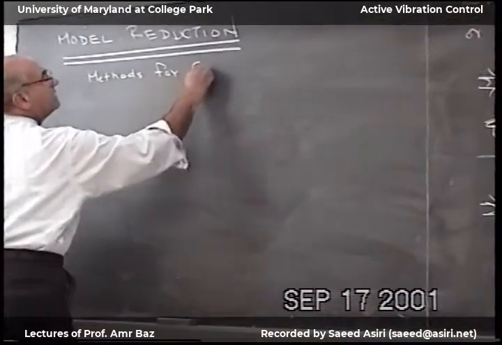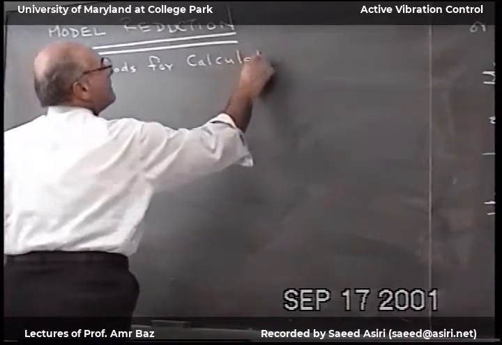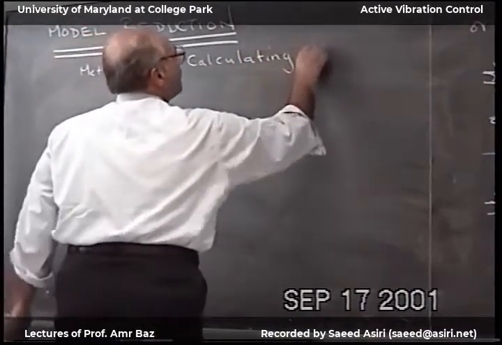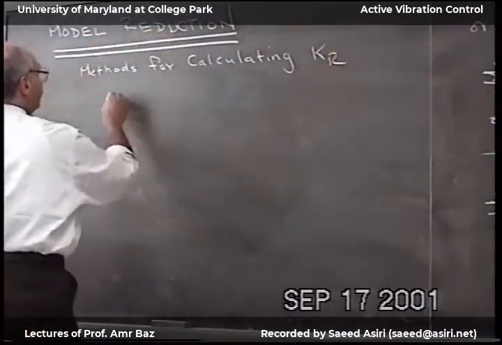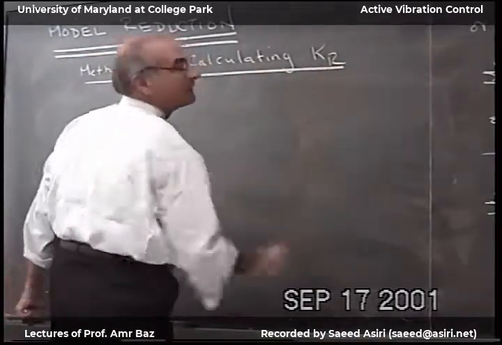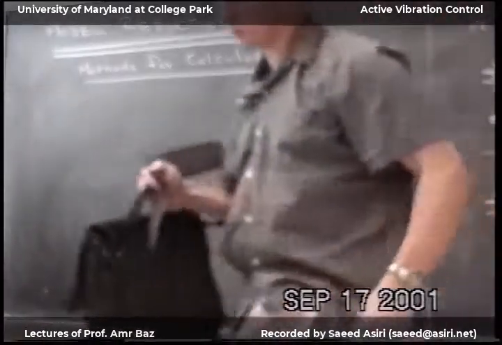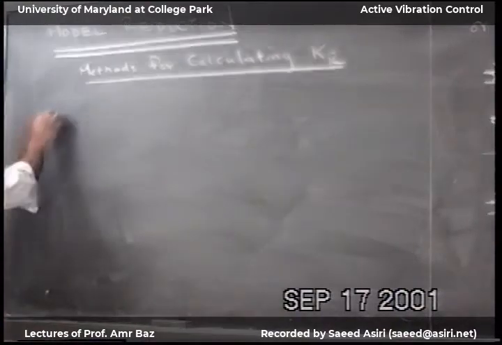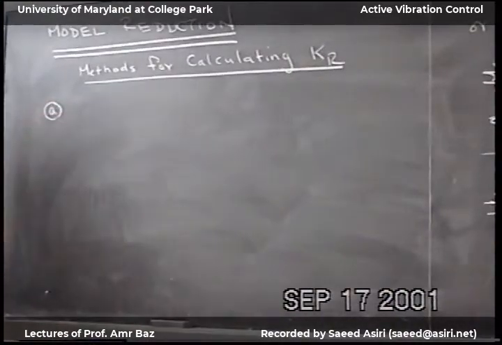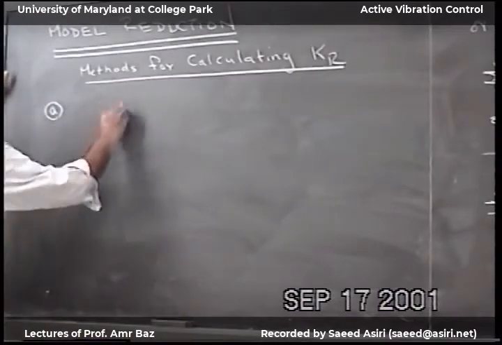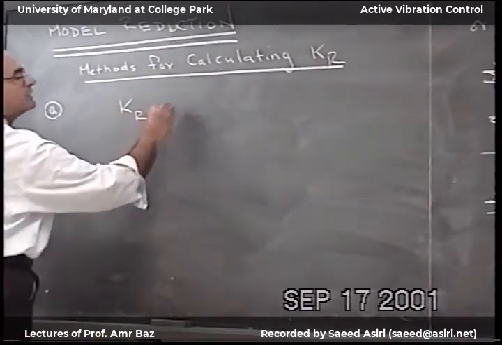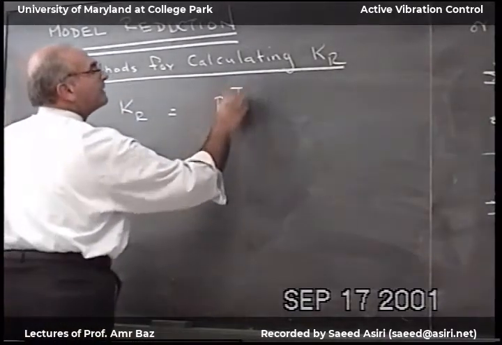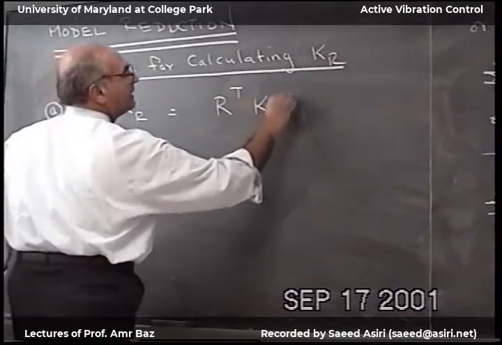methods for calculating the reduced stiffness matrix. So the first method says K_R is equal to R transpose K R.